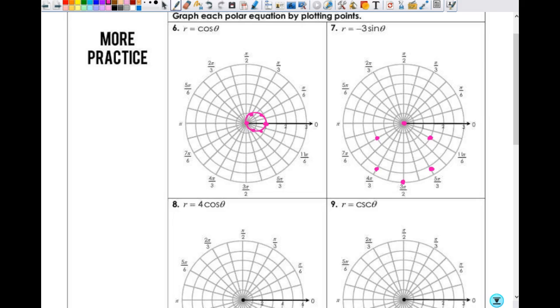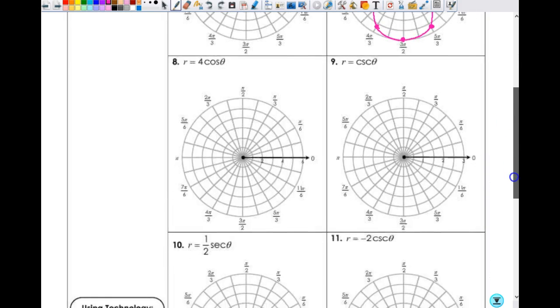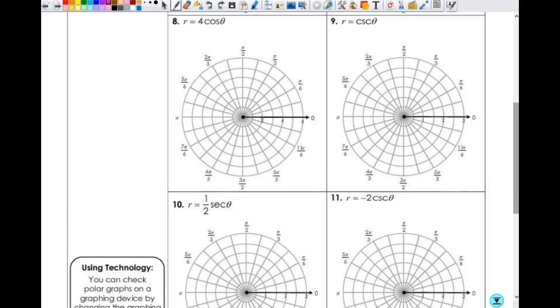This is not an art class. All I want is an honest effort and not something just slopped on your paper. But don't spend forever trying to make it perfect either. It's not necessary. Understanding the concept is more important. Okay. Are we good? Any questions? All right. We are going to move on to number 9 then.